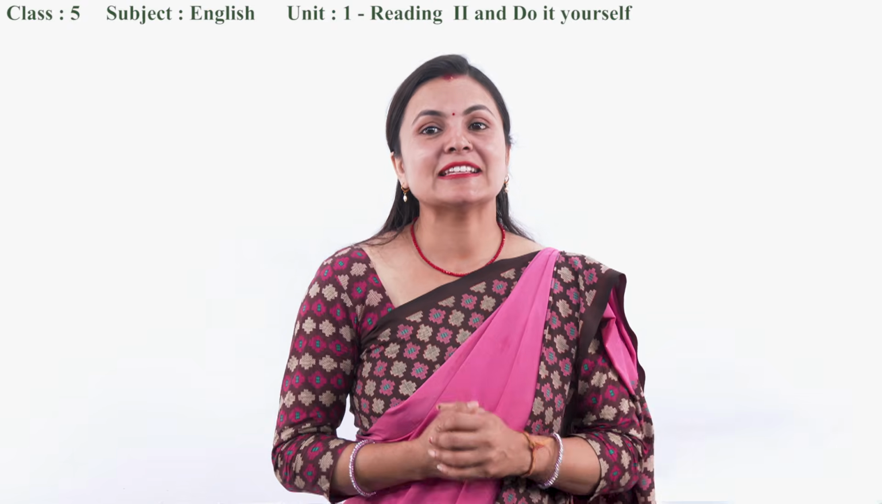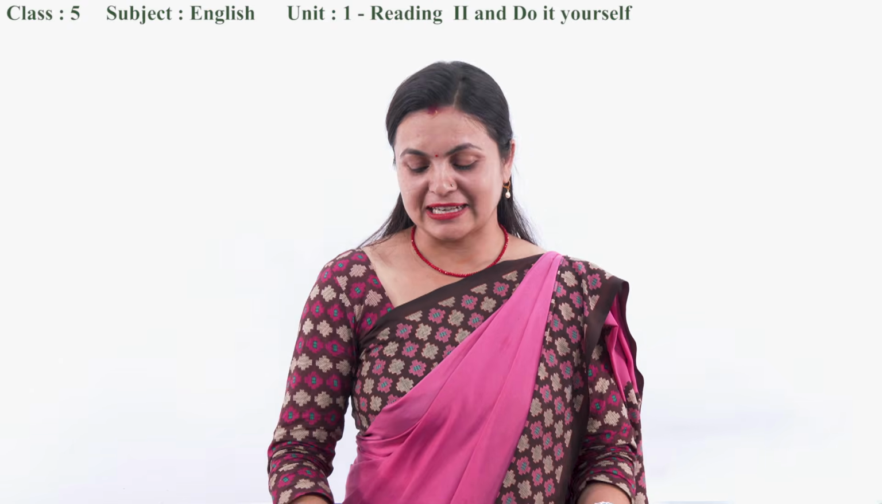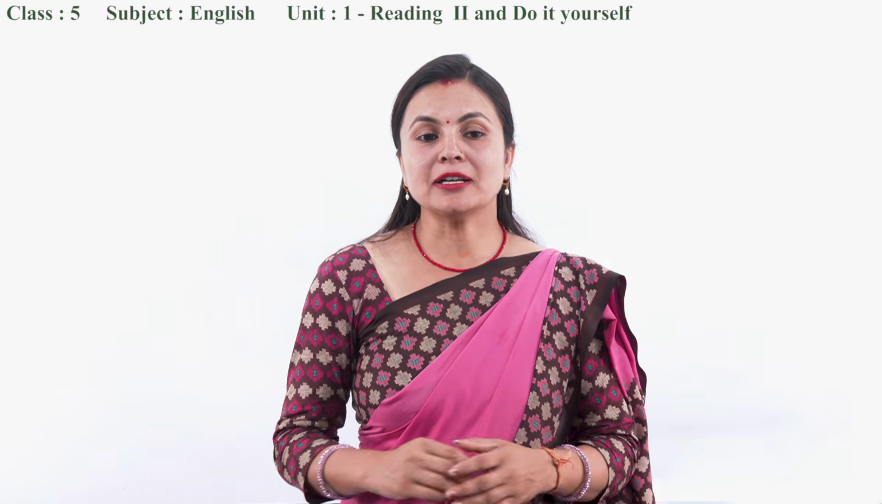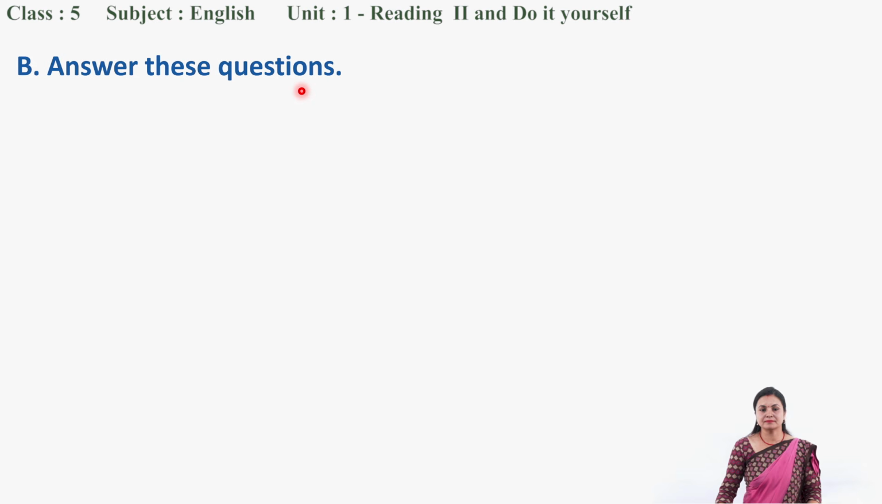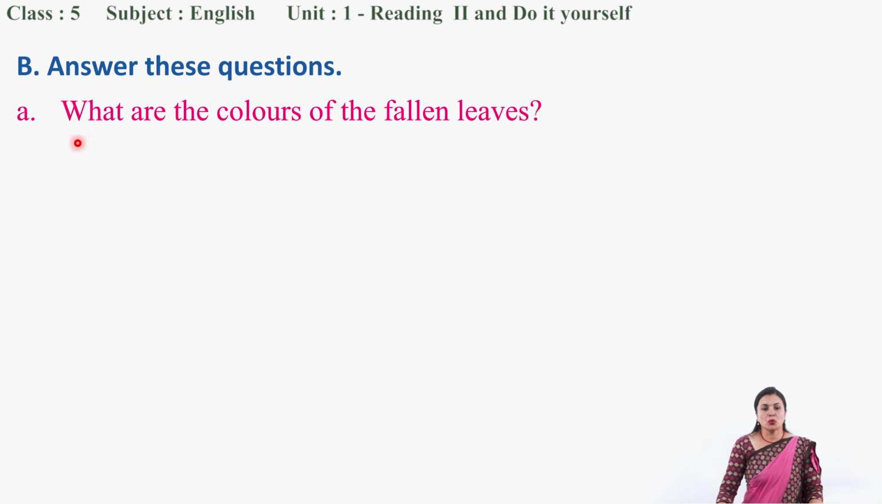Okay, then let's move forward to another exercise, that is exercise B. And what is this exercise about? Can you read this? Okay, answer these questions. That means, very simple, you have to write the answers to the questions. And where can you find the answers? Of course, from the poem that you have just read, haven't you? Okay, then let's see the first question. What are the colors of the fallen leaves? Yes, so now we have to find the answer from the poem.